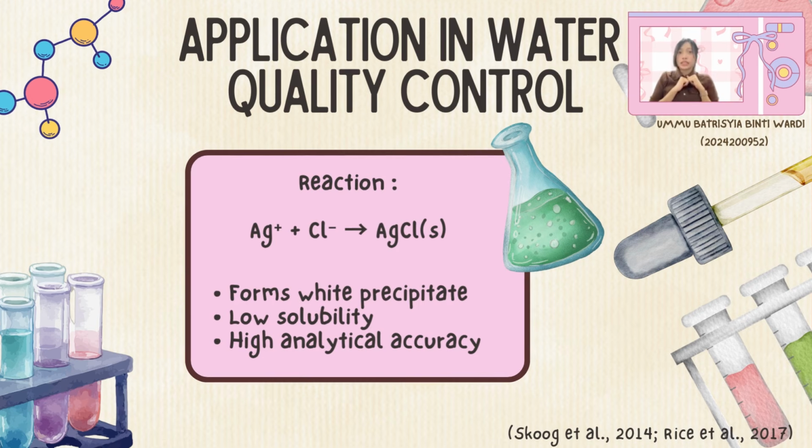Moving on, let's look at the chemical reaction taking place. Silver ion plus chloride ion react to form solid silver chloride. This specific reaction is ideal for our analysis because it forms a white precipitate that has low solubility, meaning the solid won't easily dissolve back into the solution, and ultimately ensures high analytical accuracy.